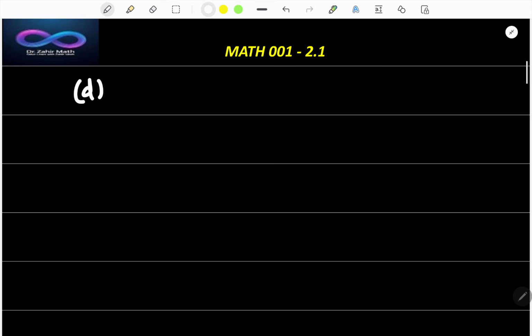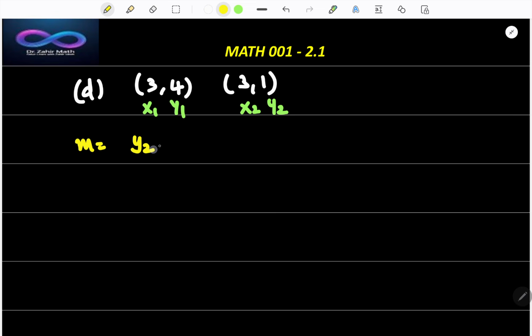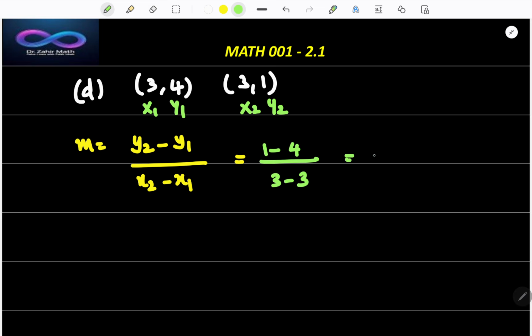Let's go to the D question, and the D question is (3, 4) and (3, 1). So this is your x1, y1 and this is your x2, y2, right? So what is the formula? m is equal to (y2 minus y1) divided by (x2 minus x1), which is 1 minus 4 divided by 3 minus 3, which is equal to negative 3 divided by 0. So anything divided by 0 is what? Infinity.